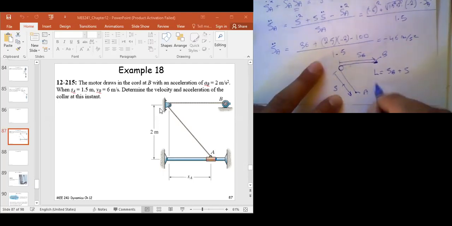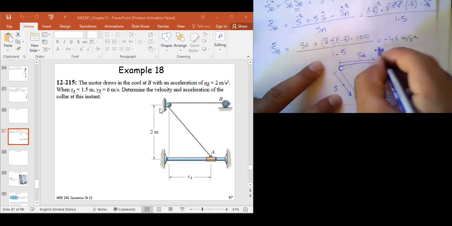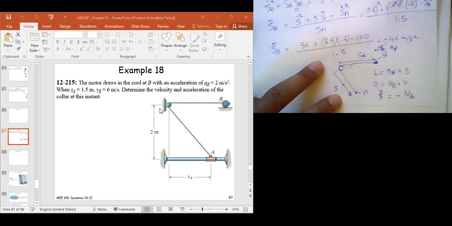If I differentiate that, I'm going to end up with 0 equals VB plus V. You can see that V is S prime, so S prime will always be equal to minus VB, which is what we just did. So I'm considering a point on the cable and I have the velocity of that point. I know VB and I know AB. I consider this portion of the cable, and this portion is constant and is given by SB plus S. If I differentiate that, S prime is equal to minus VB.